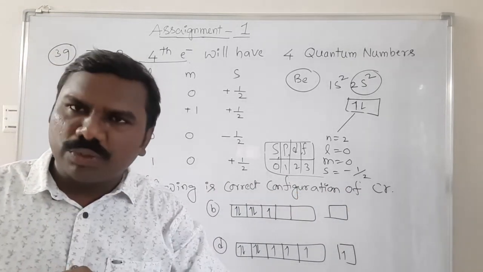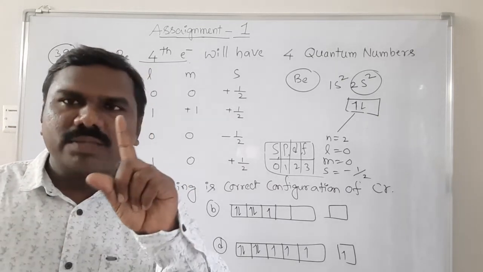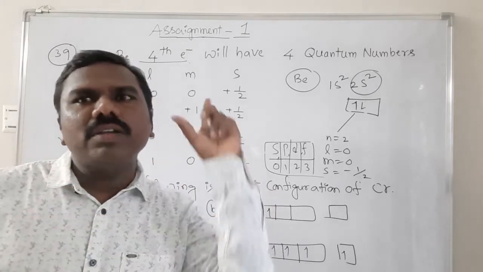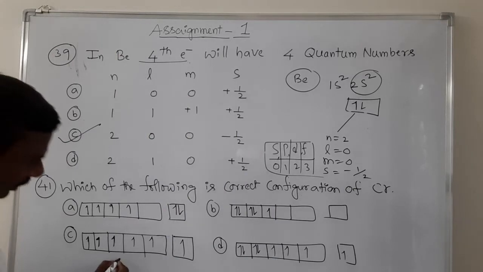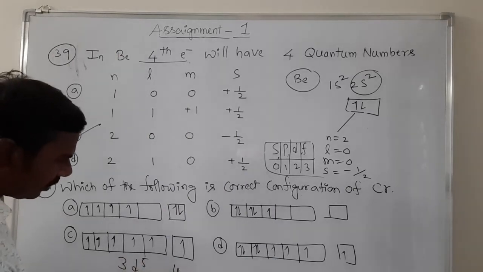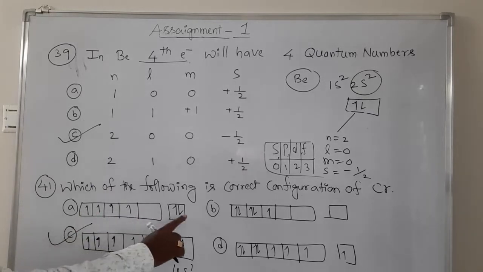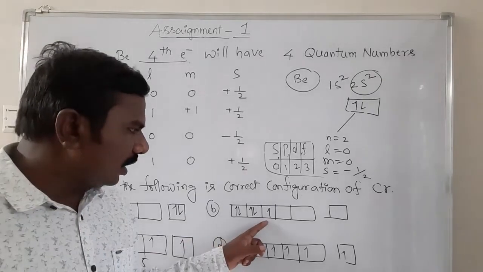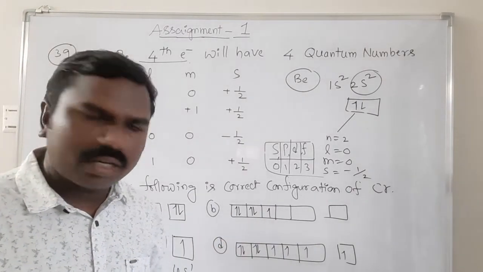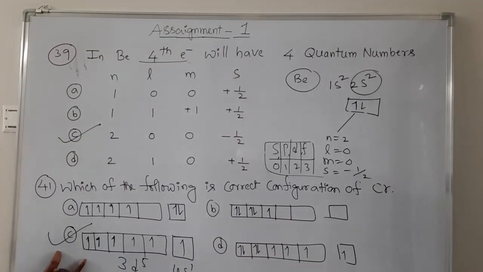Chromium configuration we know already. 4s1 3d5. 4s1 unpaired, 3d5 also unpaired, all are unpaired. So it is 3d5, it is 4s1. This is the right answer. This is wrong answer. 3d4, 4s2 wrong. So it is also 3d5 only given, 4s1 not given, wrong. It is wrong. So the right option is this one. Option C correct.